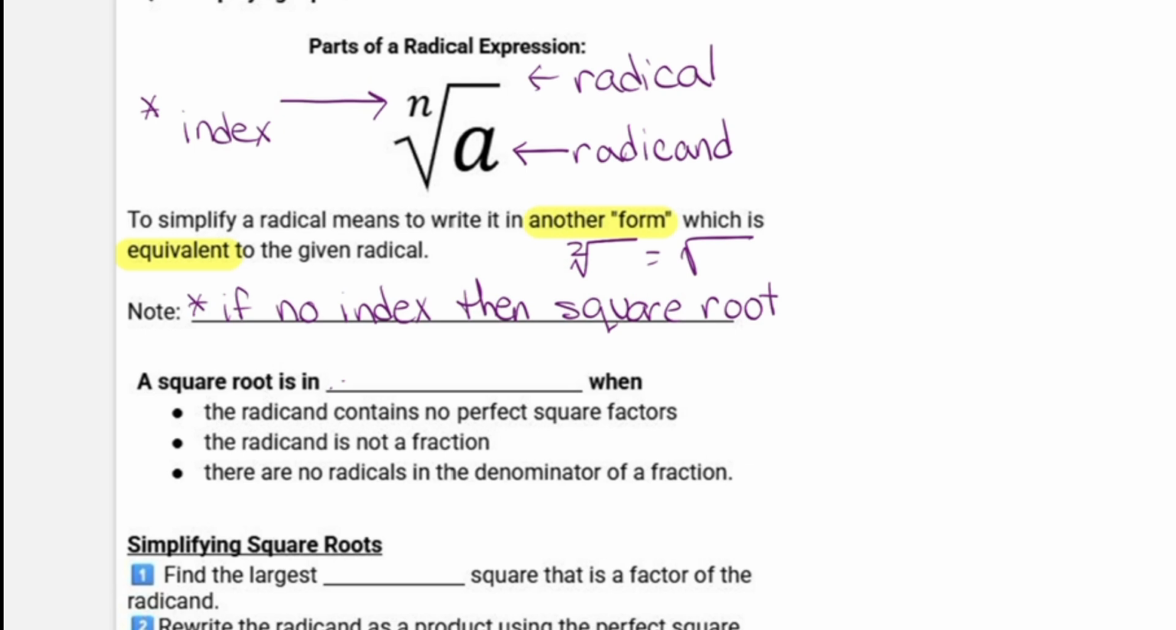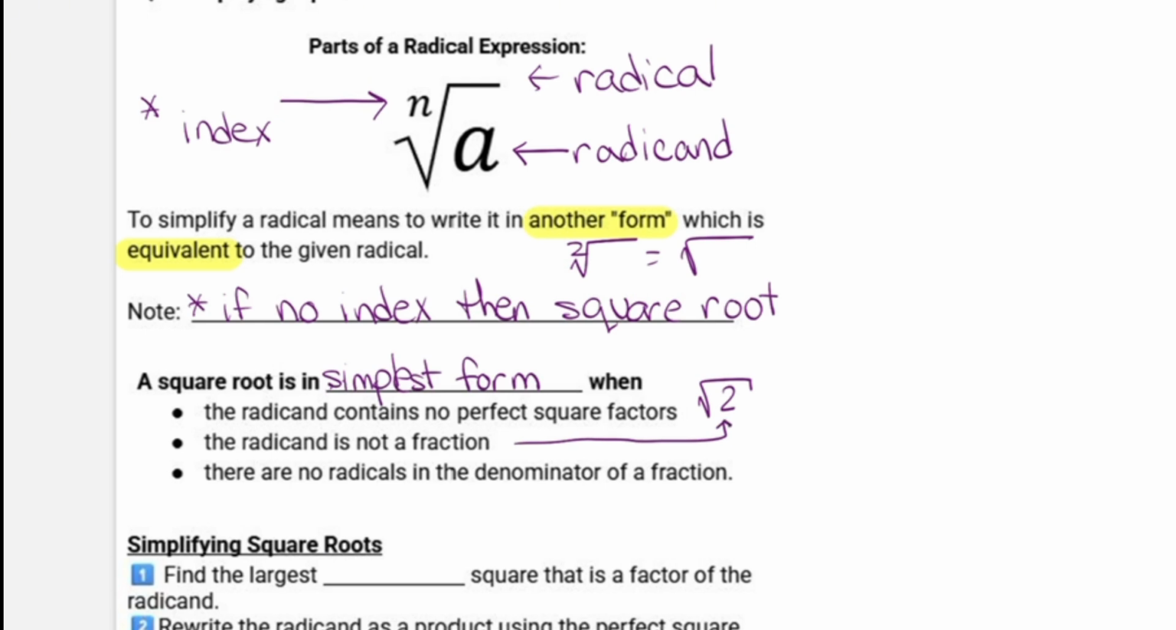Now, a square root is in simplest form. We are worried about simplest form. Many of our answers will be required to be written in simplest form. A square root is in simplest form when the radicand contains no perfect square factors. An example of that is the square root of 2. The only factors of 2 are 1 and 2, and neither are perfect squares. The radicand is not a fraction. So again, that is a whole number under there.